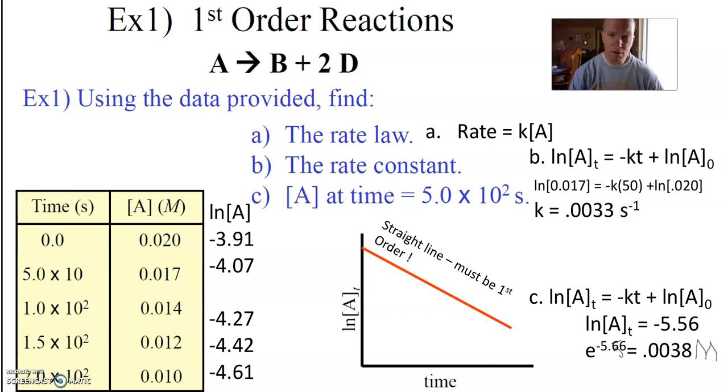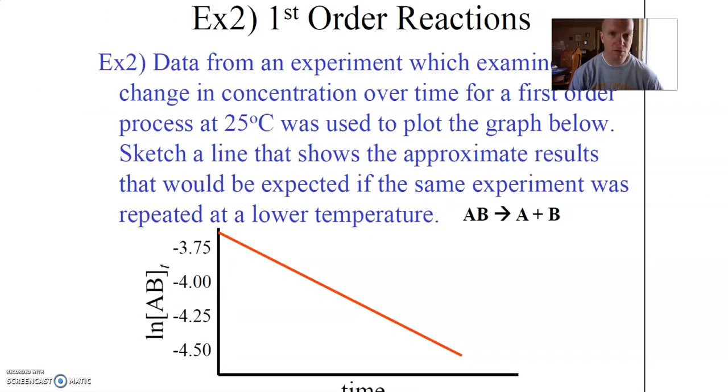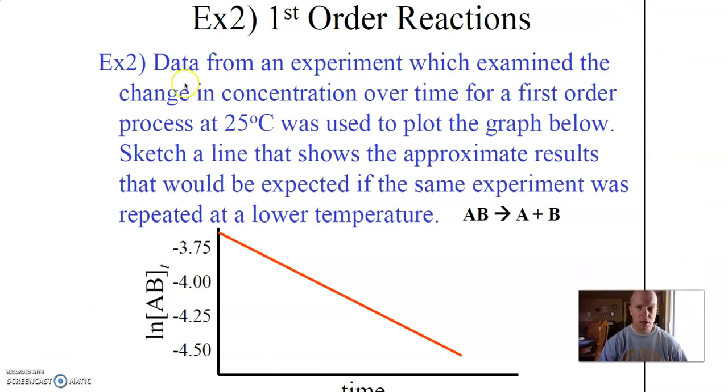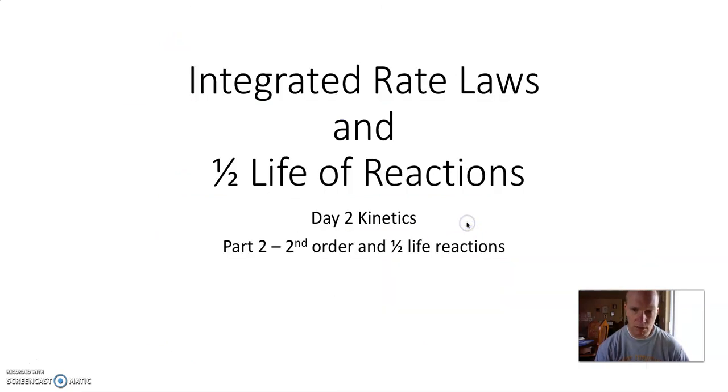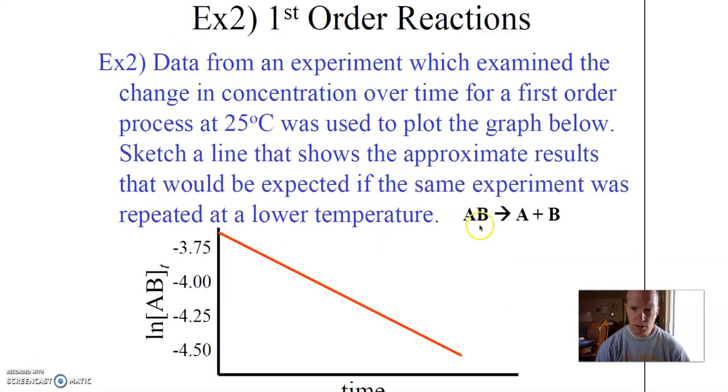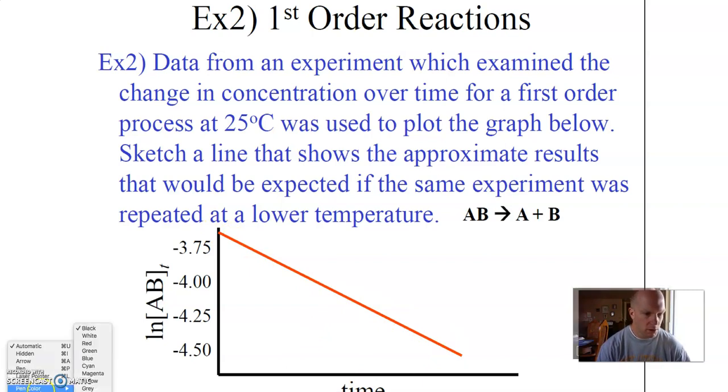Got one more slide here for you guys dealing with first order reactions. It says we do an experiment, right? And we look at the data, and here's our reaction right here. And if we graph our natural log of the reactant versus time, we get a negative slope straight line, of course. Well, they want to know this.